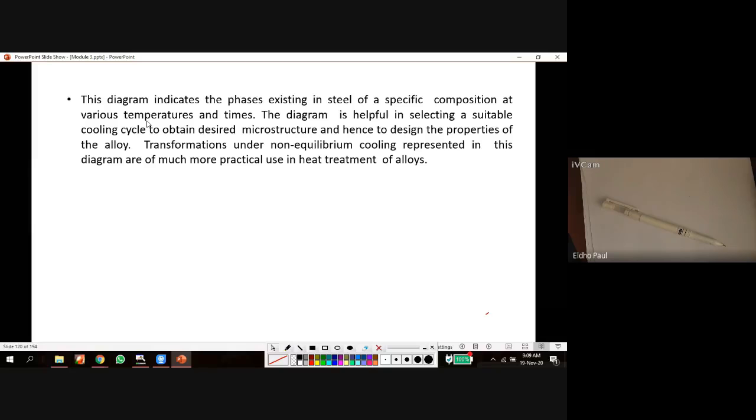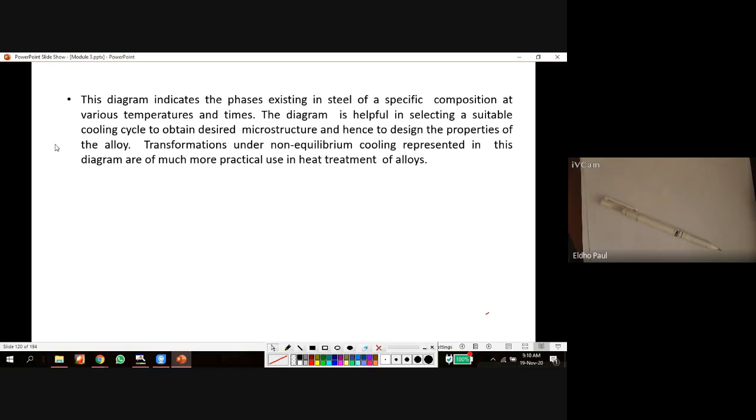Transformations under non-equilibrium cooling represented in this diagram are of much practical use in the heat treatment of alloys. We already studied different microstructures in the phase diagram, but all these phase diagrams and the microstructures developed are under slow cooling. Next we are going to study the influence of different cooling rates on the microstructure. In some cases I cool at a very fast rate, in some cases at a medium rate. What happens to the microstructure?